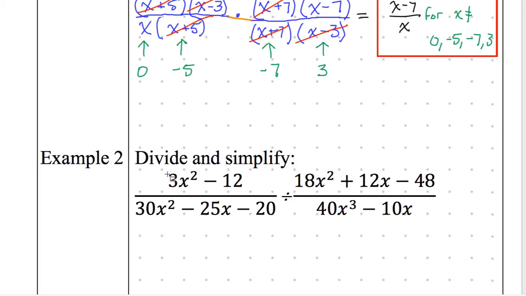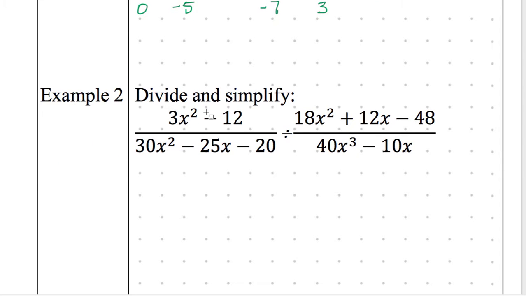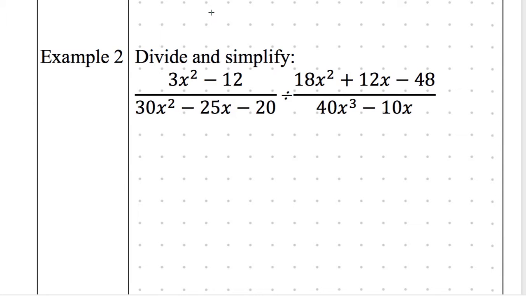All right. So let's do example 2. Divide and simplify. So this is our keep it, change it, flip it rule. So let's factor and do that all in one step. We can do multiple things. I need someone to factor the top left. Top left, factor it as what?